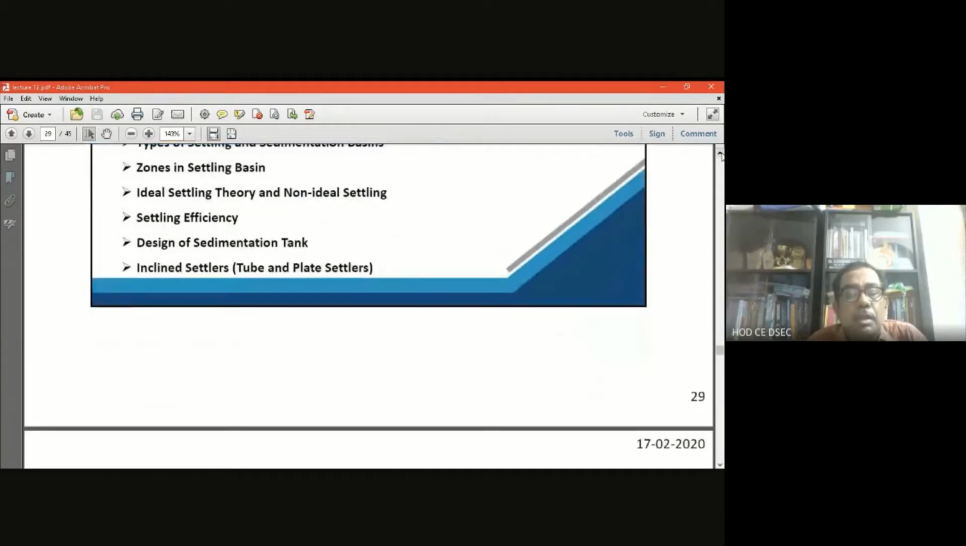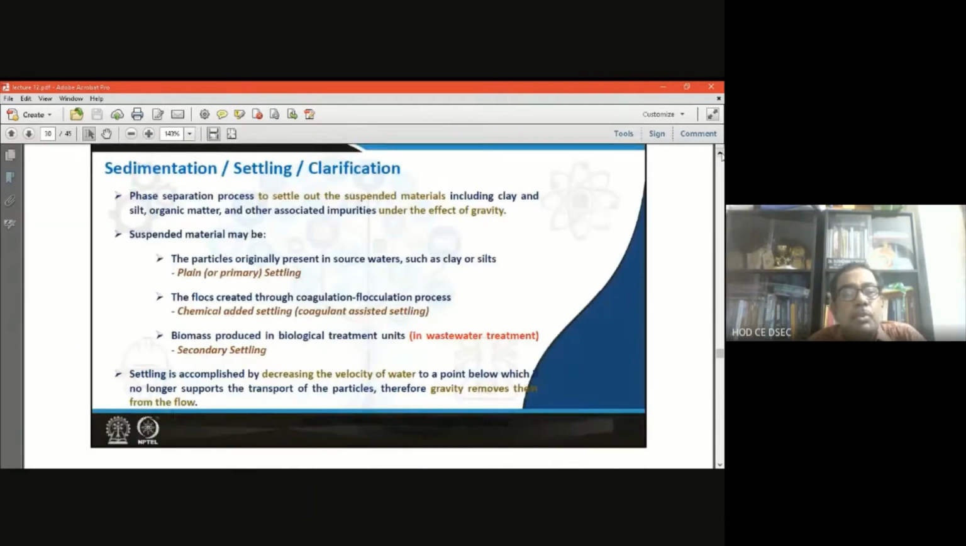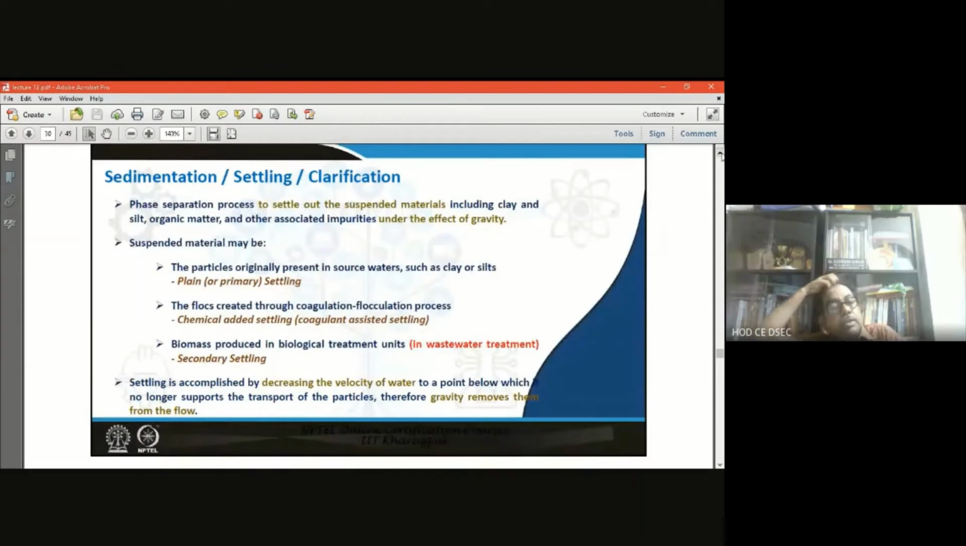Now, as I have told you, the next process I am going into is the sedimentation process. This is a primary process. Now we are entering into the primary treatment of water, that is the sedimentation process. Sedimentation, settling, clarification: these are the processes that we will discuss in this unit.